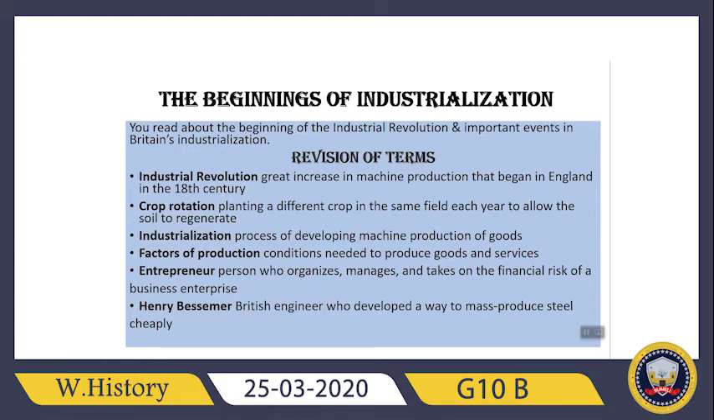Then you read another term, factors of production. What are the factors of production? They are the conditions which are needed to produce goods and services. Then a very popular term, entrepreneur. Entrepreneur means a person who organizes, manages and takes on the financial risk of a business enterprise. At the end we have a name, and that name is Henry Bessemer. Henry Bessemer was a British engineer who developed a way to mass produce steel cheaply.